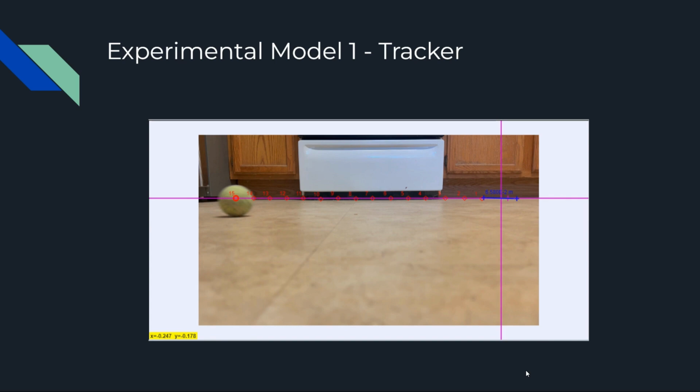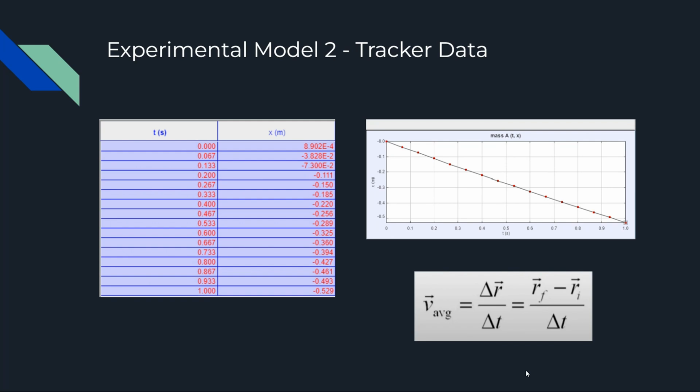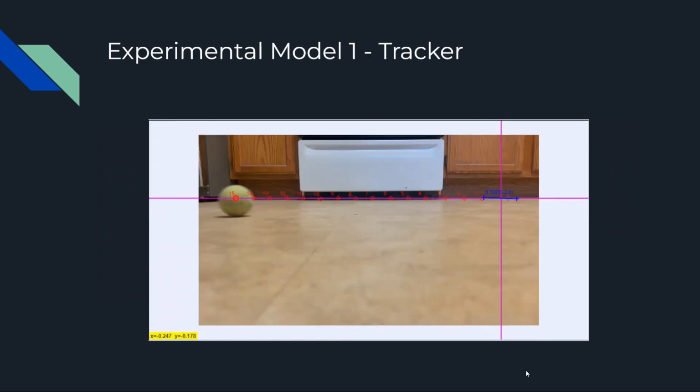I rolled my tennis ball from right to left, which resulted in displacement and velocity in the negative x direction. However, if I were to flip the axis around, the ball would be going in the positive x direction and result in a positive sloping position versus time graph. The speed, or magnitude of the average velocity, would be the same as the unflipped version, but the sign would just be reversed.